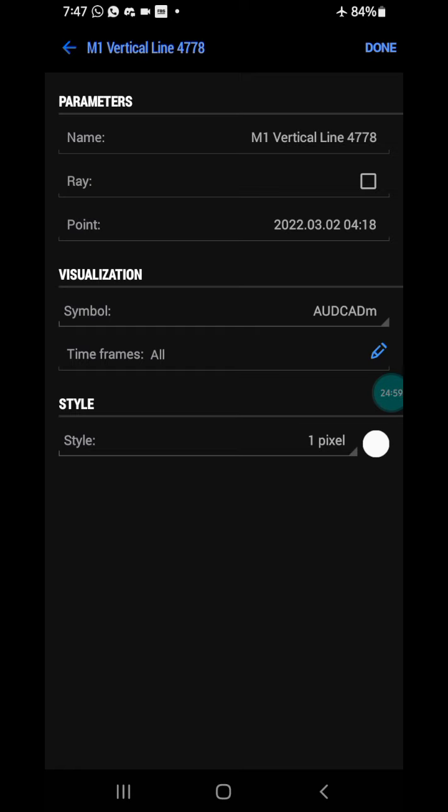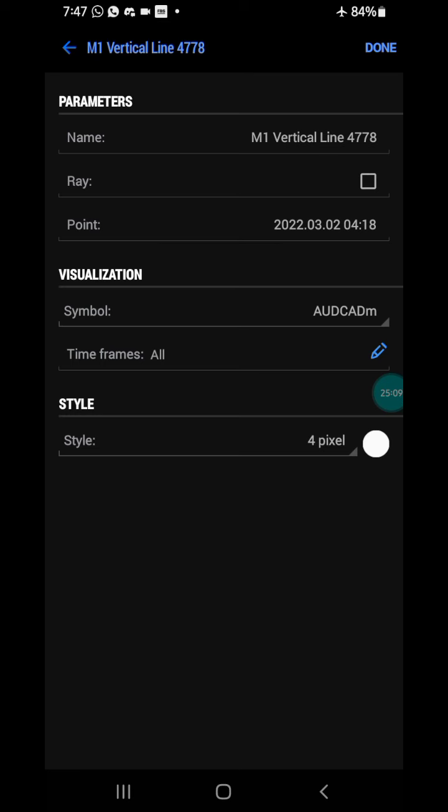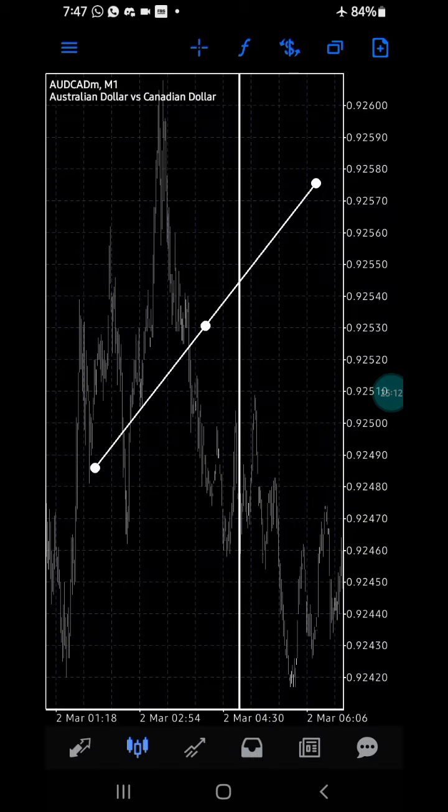Then maybe I want the line to be very thick so that I can see. Maybe I have problems seeing clearly. I click on style, then click on 4 pixel. Then at the top right-hand corner, I click done. You see that the line has changed from red to white.